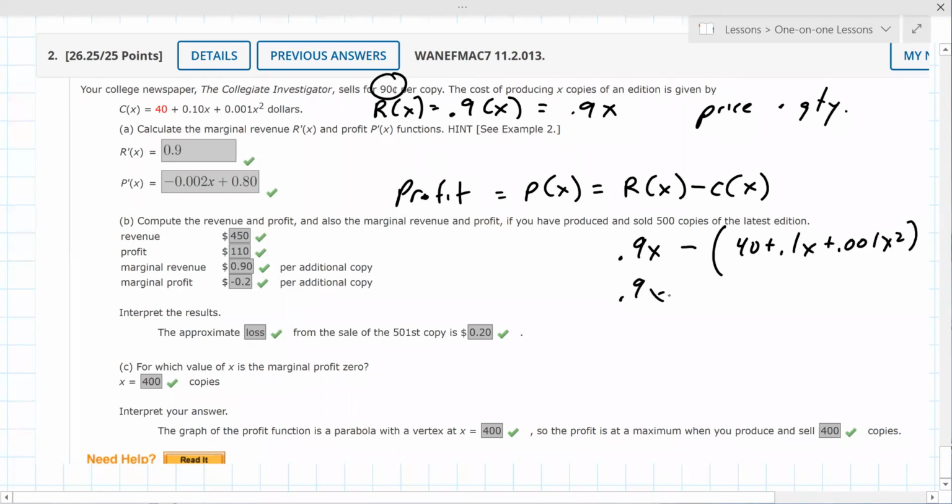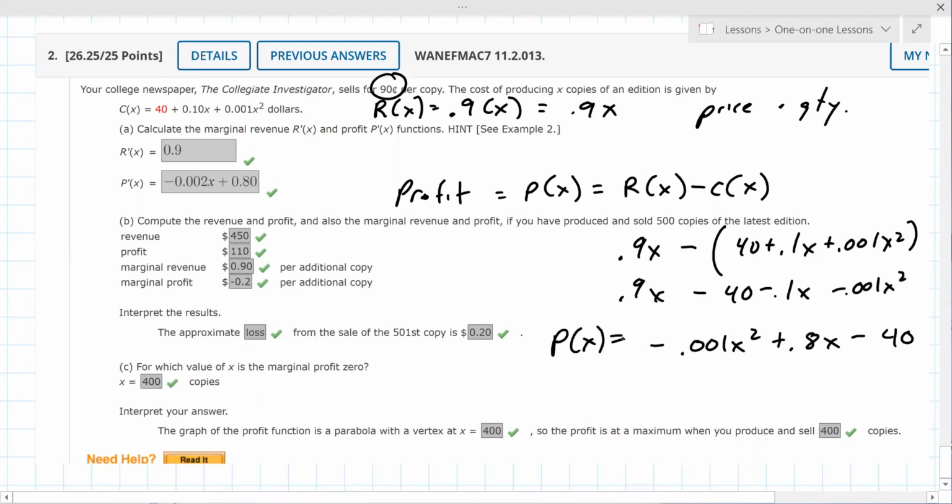You distributed the negative, and then you rewrote it. So you rewrote it as minus 0.001x squared because that's the leading term. You combine the 0.9x and the minus 0.1x, it's plus 0.8x minus 40, and that's your profit function there.